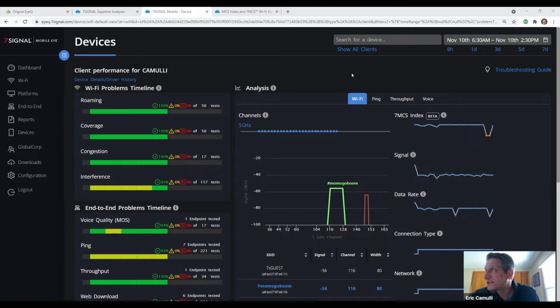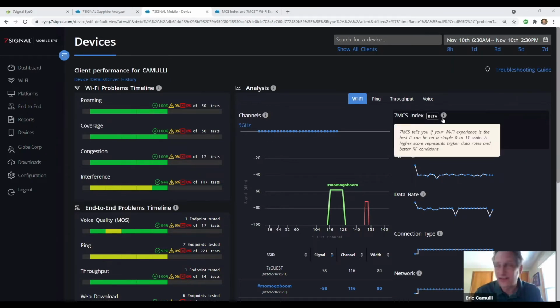Here, check it out, guys. In order to calculate MCS, we really need to know a few things. As you know, we can get MCS from Mac devices, but we can't get it from Windows devices. So at 7SIGNAL, we engineered our own formula based upon these different factors that we're capturing from devices, and we came up with something called 7MCS. See that right there? 7MCS. On a scale of 0 to 11, it's basically going to tell you if your computer is performing the best that it could be or should be performing. We've got a nice little definition for you right there.